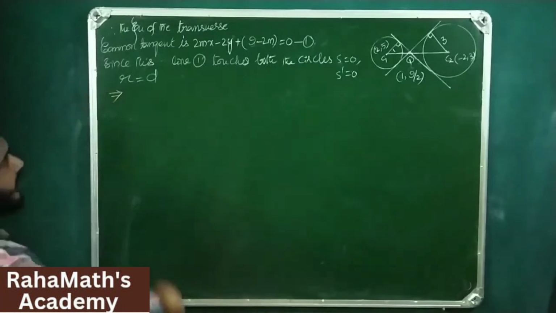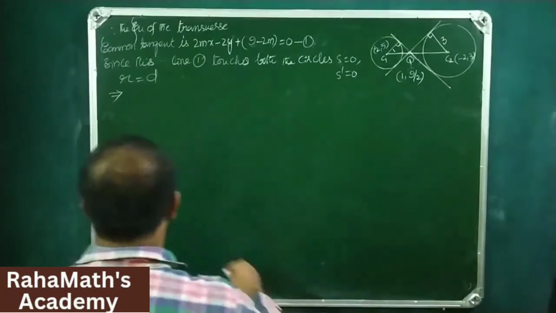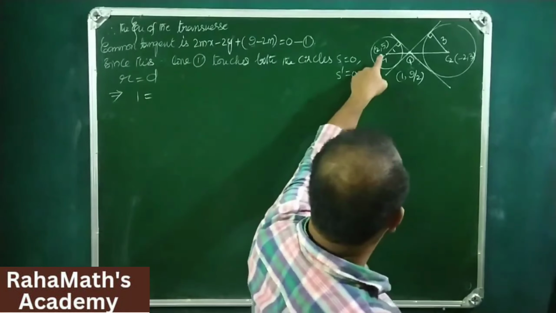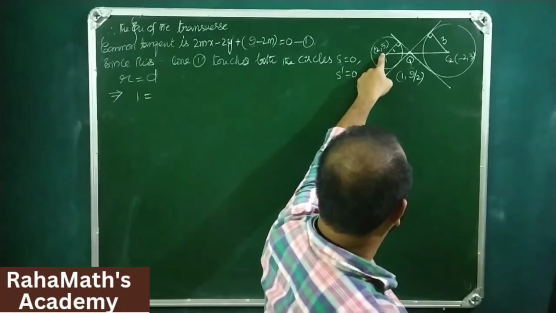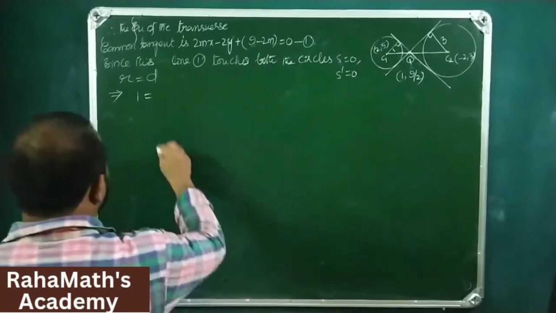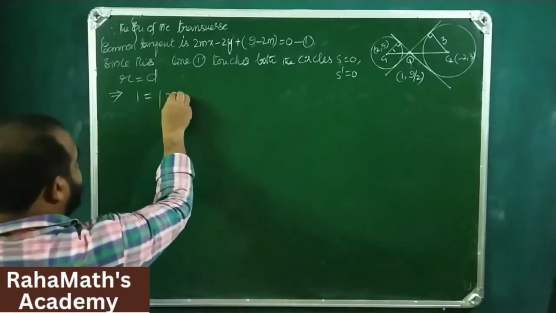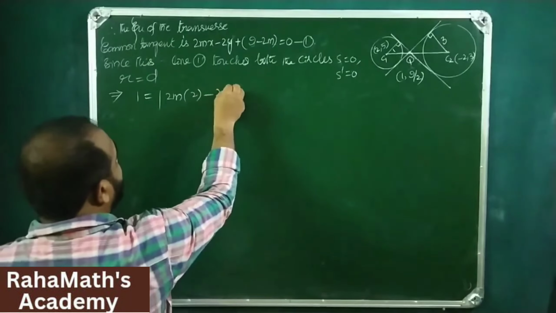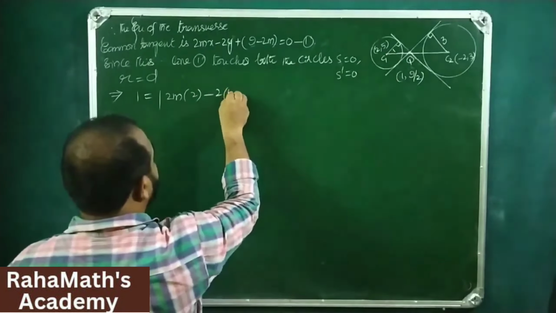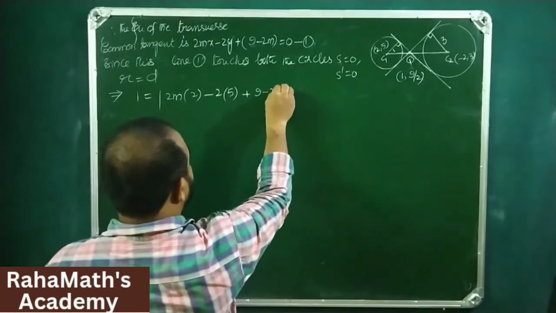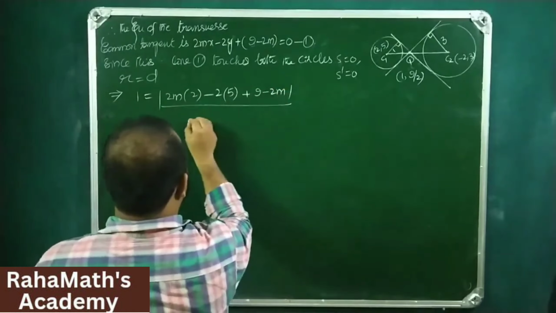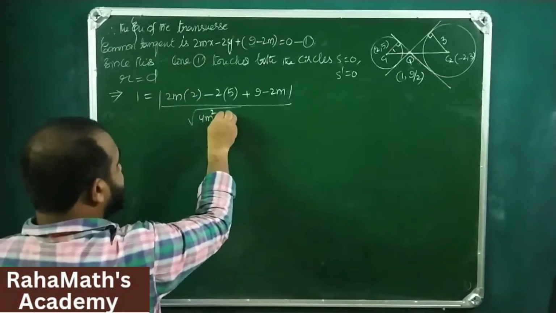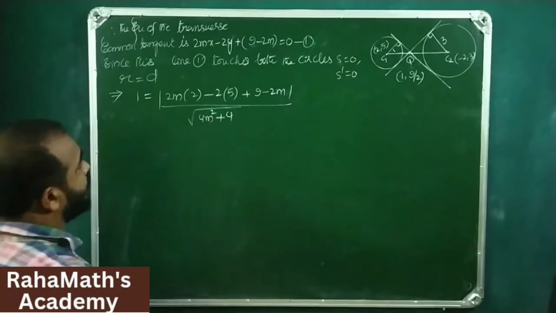So the radius of the first circle is 1, equal to D, the perpendicular distance from the center of the first circle (2, 5) to this line. So the perpendicular distance is 2m into x, which is 2, minus 2 into y, which is 5, plus 9 minus 2m, by the square root of (2m) whole square, 4m square, plus (minus 2) whole square, which is plus 4.